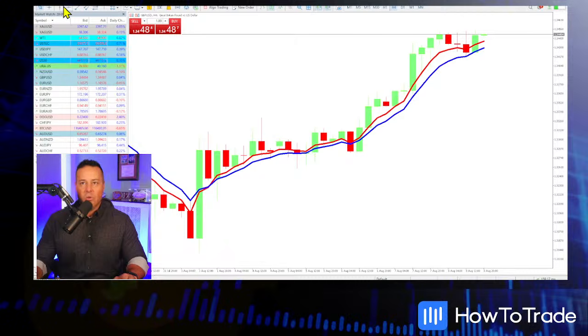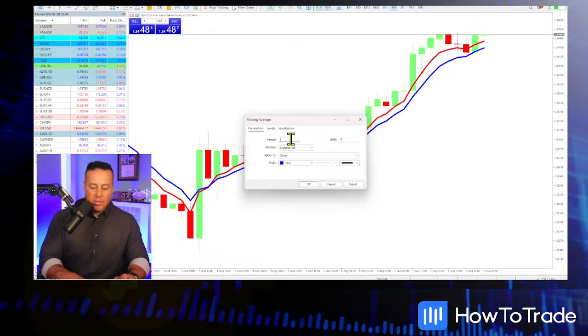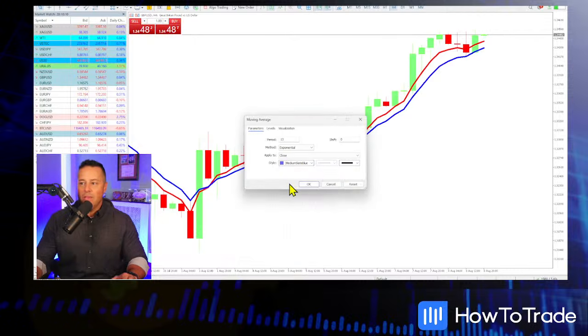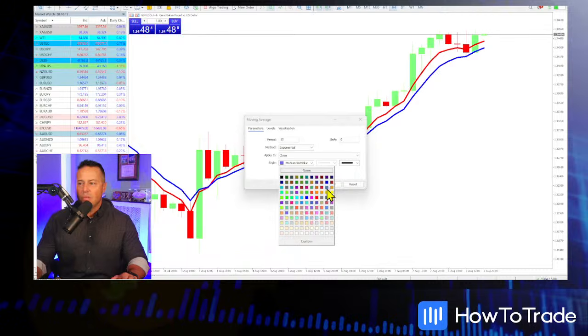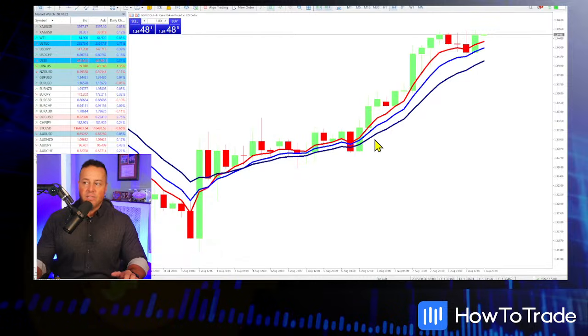Let's do it one more time. Insert, Indicators, Trend, down to Moving Average, and change that to 13 exponential. We need it to be a discerning color. I like purple. Where are my purples? We need a purple. All right, let's go with dark blue. That one will work there, almost like a black line. That's just fine. So there it is.